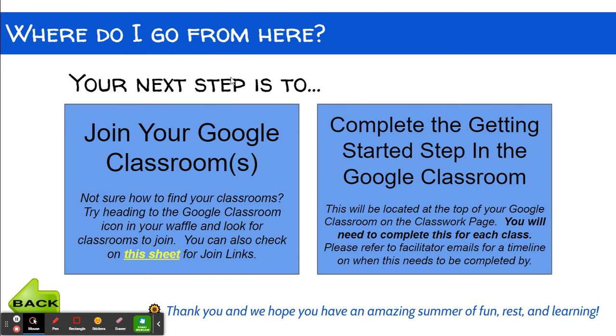The final thing to do is, where do I go from here? We want to make sure that you have joined your Google Classroom. If you have not, there is a sheet that you can click that has join links, but you have likely already been invited by your facilitator. The best way to do that is to go to your Google Classroom waffle. That's those 9 squares, and go to Google Classroom and click join for any that you've been invited to. And again, if you're not sure of what we mean by that, you can always click this sheet, find your PD, and click on the join link.